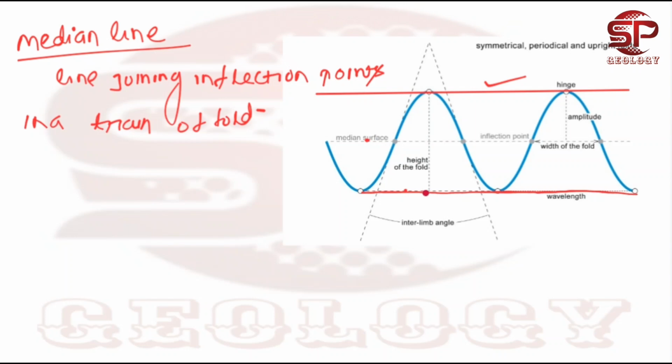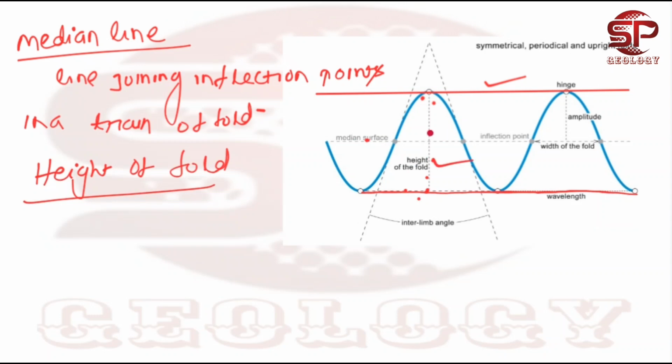So the distance between two enveloping surfaces is called the height of fold. This is the height of fold, that is the distance between the two enveloping surfaces. In cross section, the distance between the enveloping lines is called the height of the fold. Then from the median surface or median line to the enveloping surface, either to this or to this, this is called the amplitude of the fold.